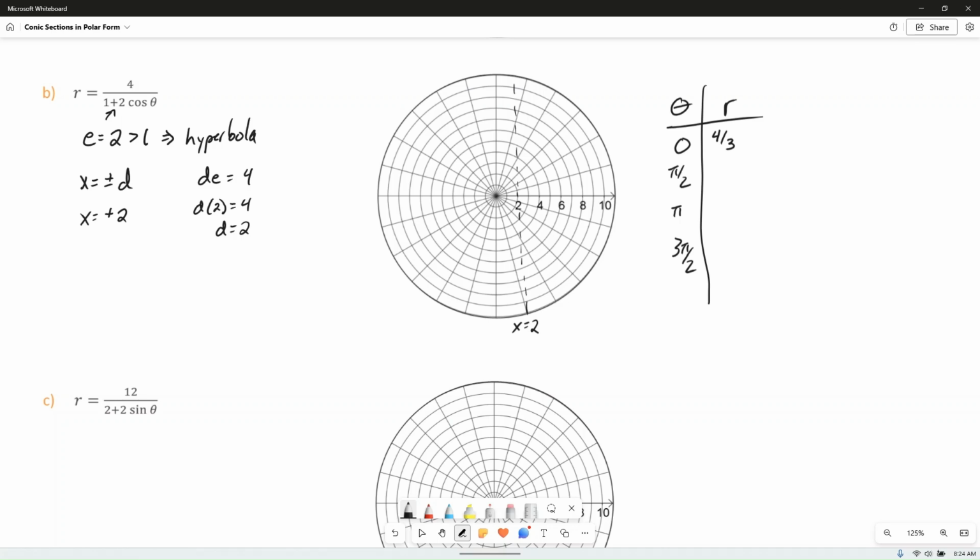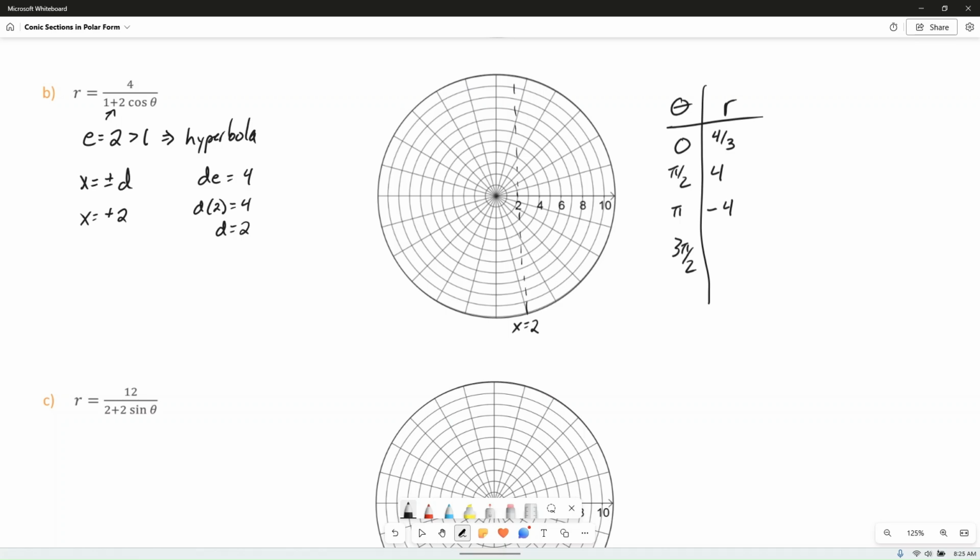Then we're going to take pi over 2. Cosine of pi over 2 is a 0. 0 times 2 is still a 0. 0 plus 1 is a 1. And so we're left with 4/1, which is just a 4. Then we do pi. So cosine of pi is a -1. A -1 times 2 is a -2. And a -2 plus 1 is a -1. So I have 4 divided by -1, and that's going to be a -4.